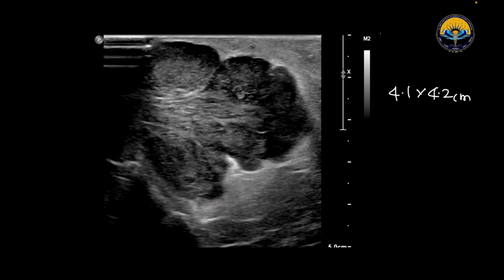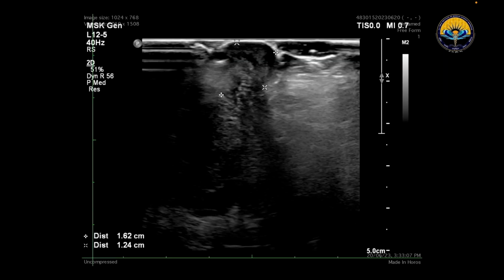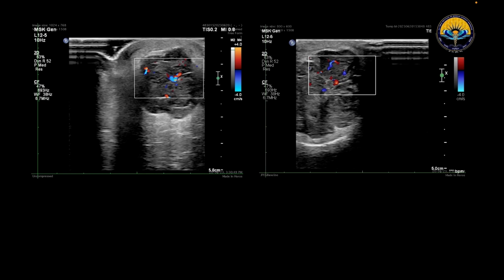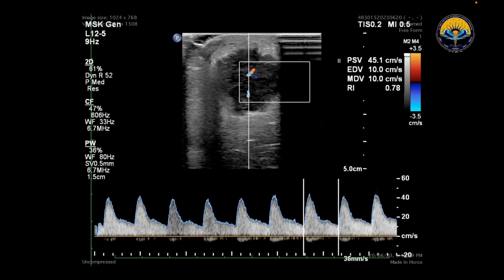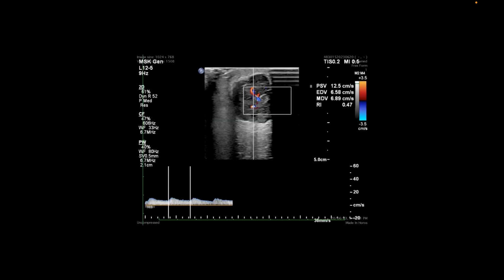And look over here, we can see posterior acoustic enhancement, and on color Doppler there was moderate internal vascularity, and on power Doppler there is a high resistance waveform as well as a low resistance waveform. So look over here, the resistive index is 0.4.